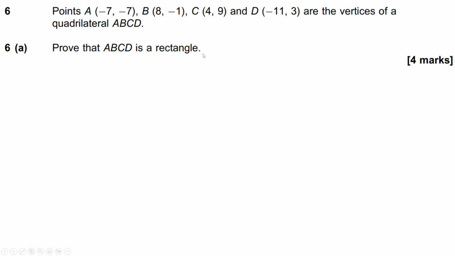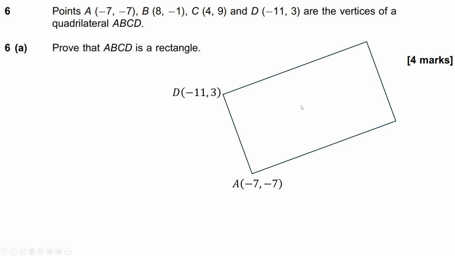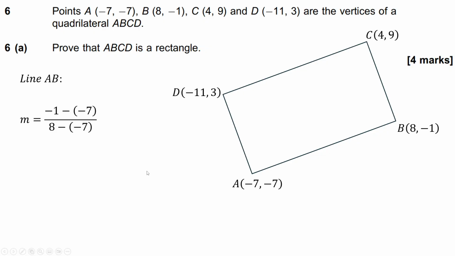We've got a rectangle with these points. Just draw on a diagram. It looks something like this. You know how to do this. If we have a look at the line AB, if you calculate the gradient of that, there are actually lots of ways that you can do this question. This is just the way that I did it. So I said that the gradient of this line is going to be -1 take away -7, so it's -1 plus 7, divided by 8 minus -7. That becomes 2 over 5.